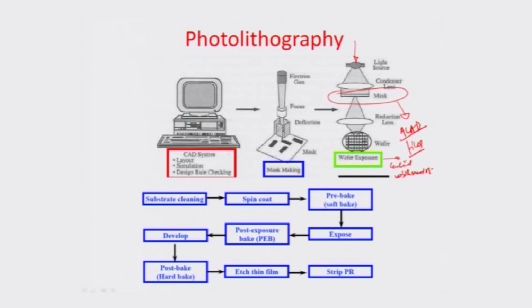For making masks, you typically use an electron gun, and you focus it using magnetic deflection coils, and you can very finely scribe a thick film of chromium made over a glass, and this we call a hard mask. In case the mask is soft, even that option is available.